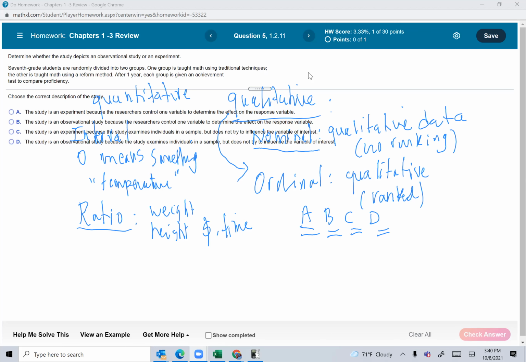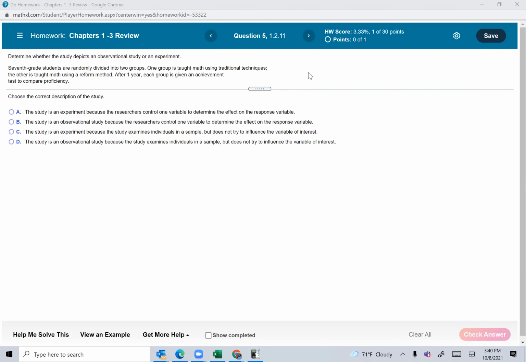So we're just going to clear the drawing here and try to answer this question. 7th grade students are randomly divided in two groups. Well, that's a good hint now. One group is taught math using traditional techniques. The other is taught math using a reform method. After 1 year, each group is given an achievement test to compare proficiency. What do you think this is, guys? It's an experiment, exactly.